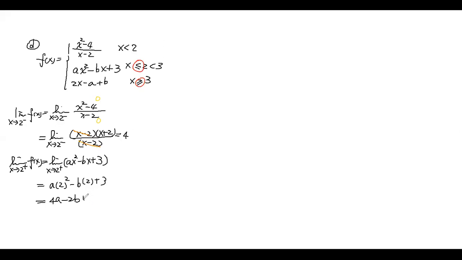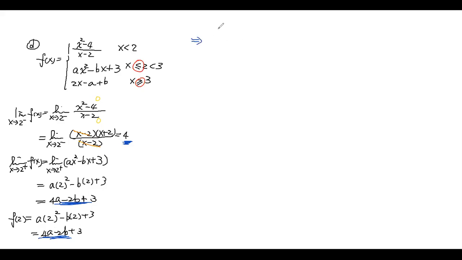Okay, so plus 3 here. And the same thing here, I want to find the function value, f of 2. Because there is an equal sign here, I use the second equation. So it's a times 2 squared minus b times 2 plus 3, so it's 4a minus 2b plus 3. And based on the continuity definition, this number has to equal this number, has to equal this number.